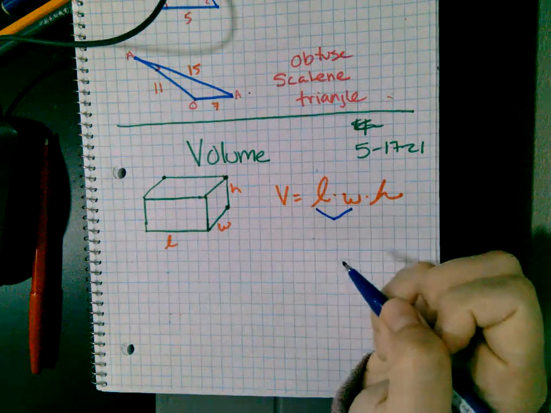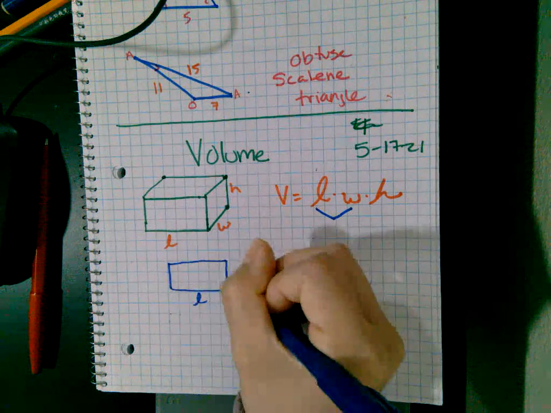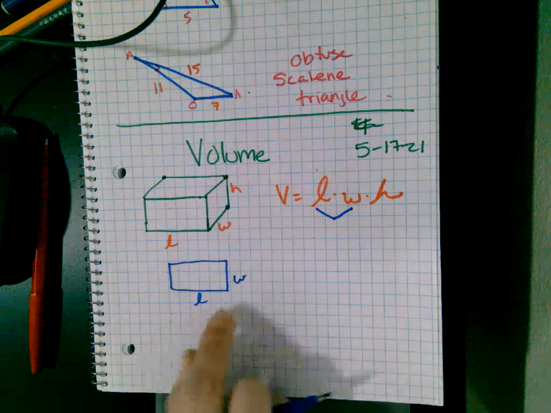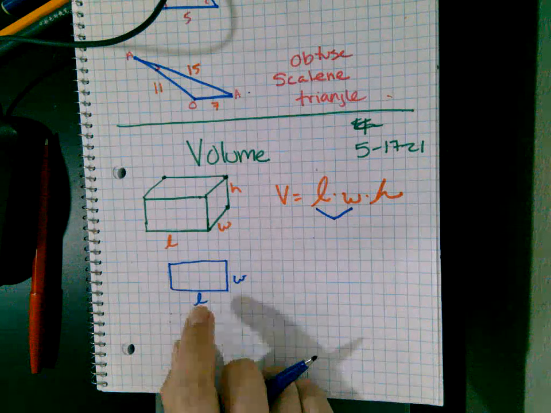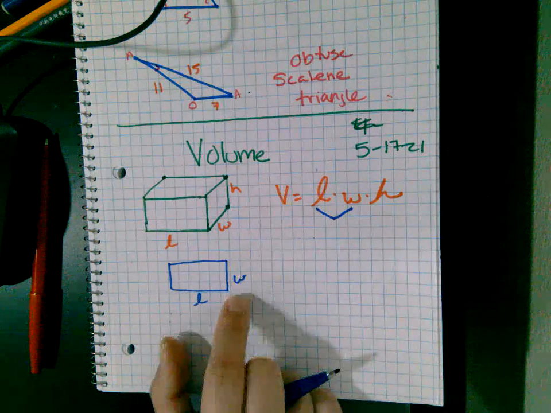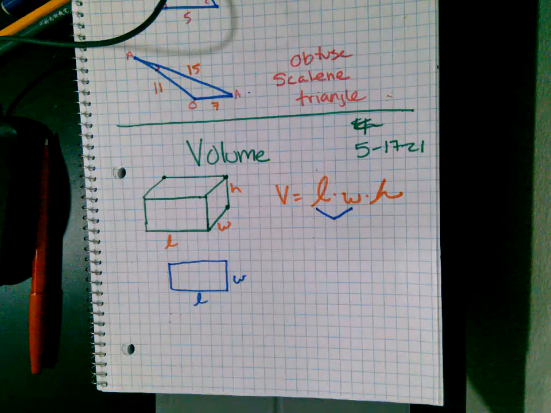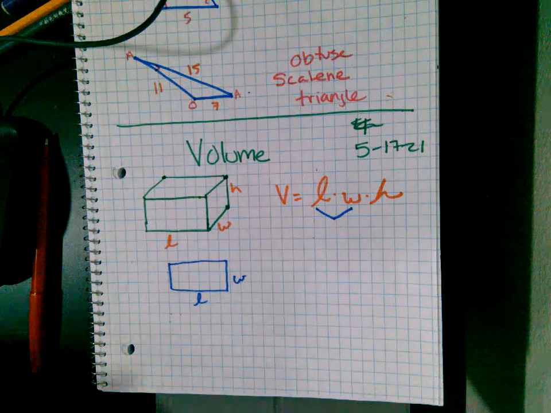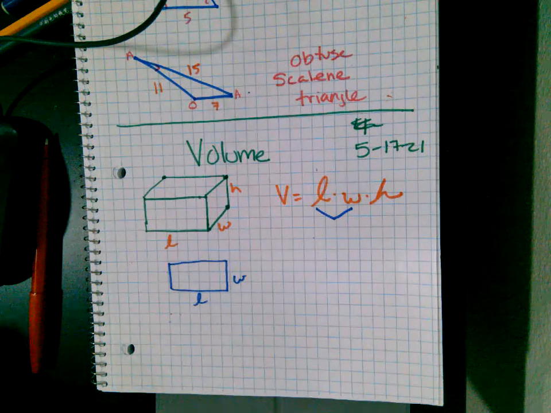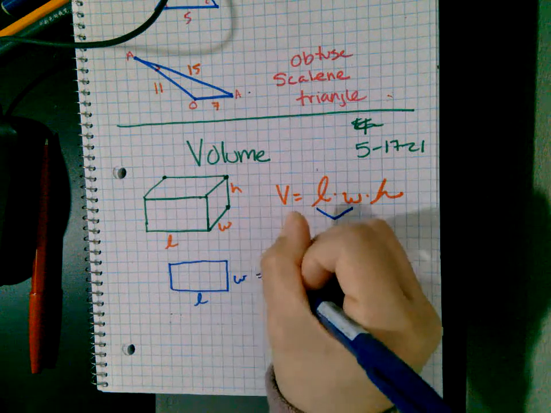Length times width. So if I have a rectangle and I multiply the length times the width, what are we solving for if it's just a 2D rectangle? Does anybody recognize that formula? What do you get when you multiply length times width? Yeah, so this is area.